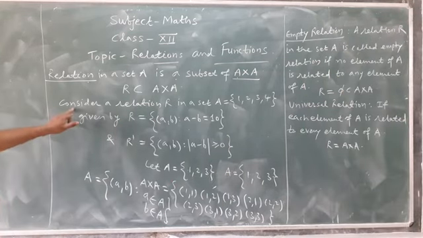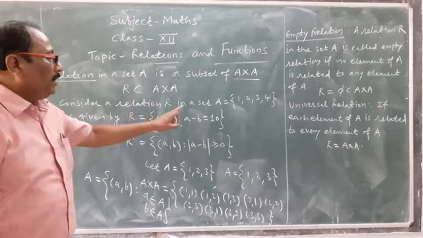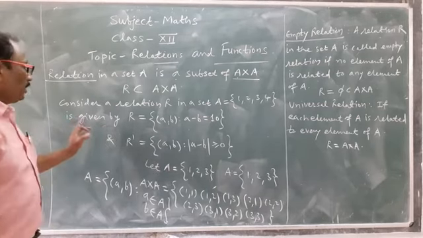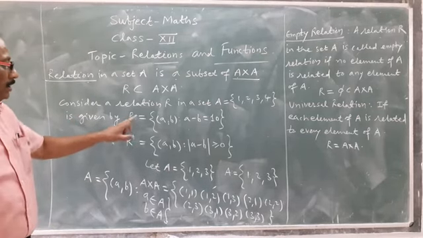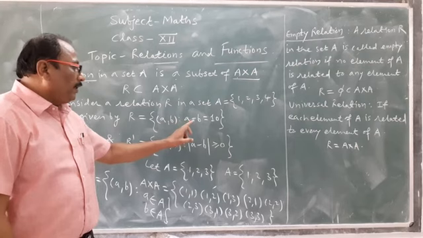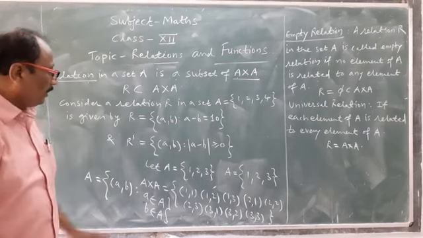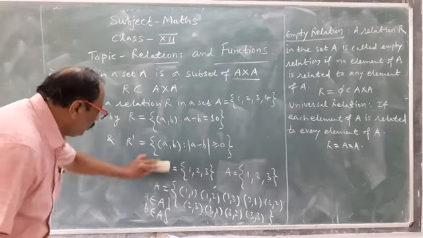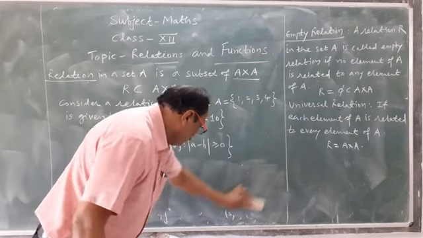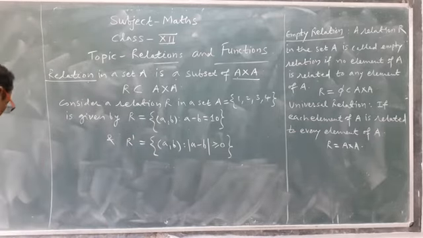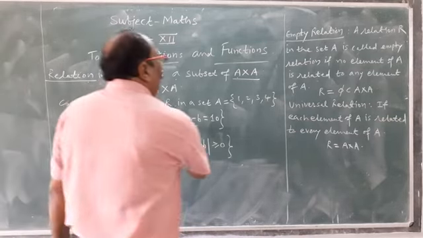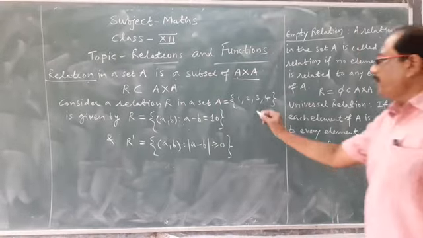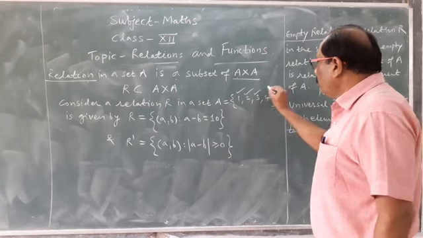Let me take one example. Consider a relation R in the set A equal to {1, 2, 3, 4}. It is given by the relation set R equal to the ordered pairs (a, b) such that a minus b is equal to 10. If a minus b is equal to 10, then all the elements of the set A are 1, 2, 3, 4.